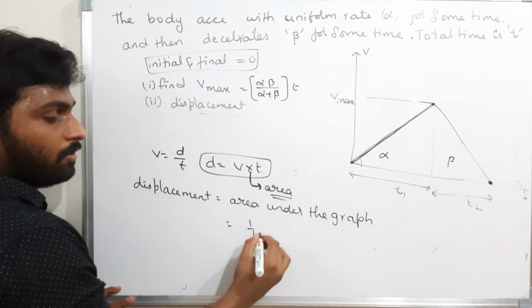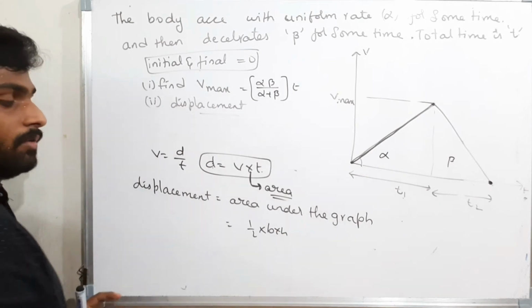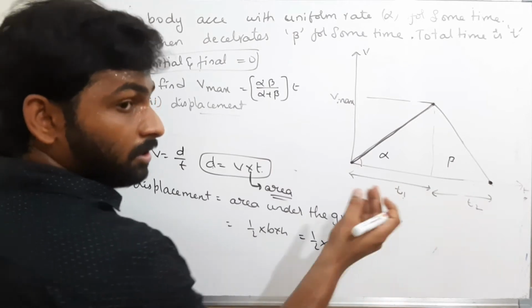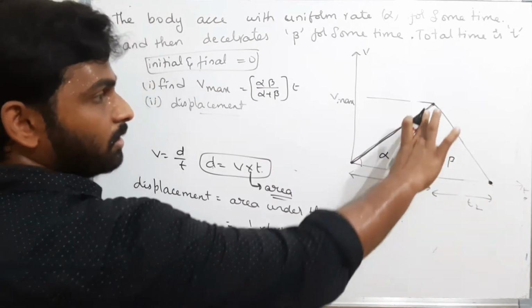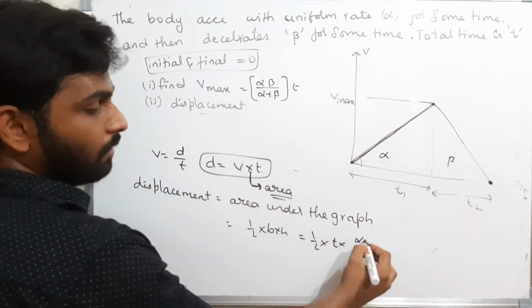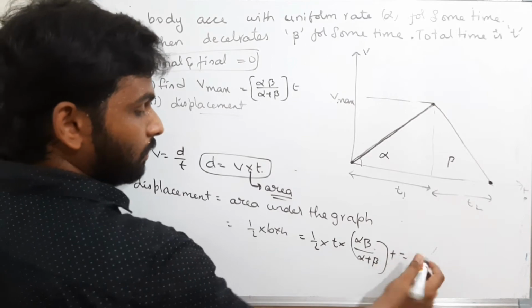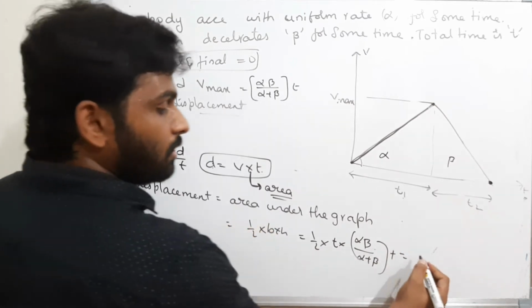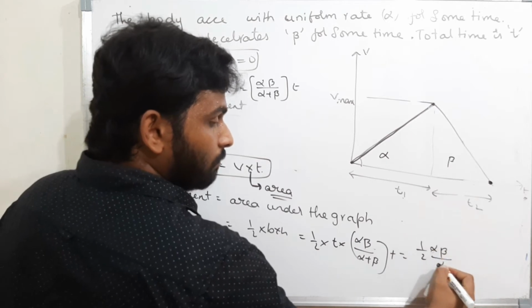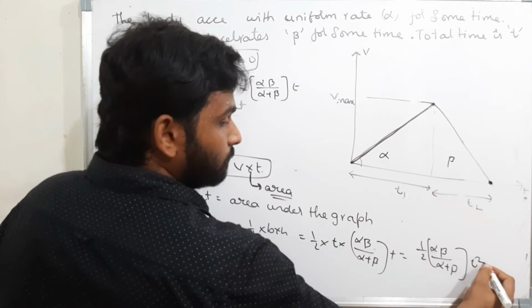What is area? Half into base into height. It is a triangle, right? Half into base into height. What is the base? T1 plus T2, that is nothing but time. Therefore, half into T into height. Height is nothing but Vmax. What is Vmax? Alpha beta by alpha plus beta into time. Therefore, the displacement traveled by the body is half into alpha beta by alpha plus beta into T square.